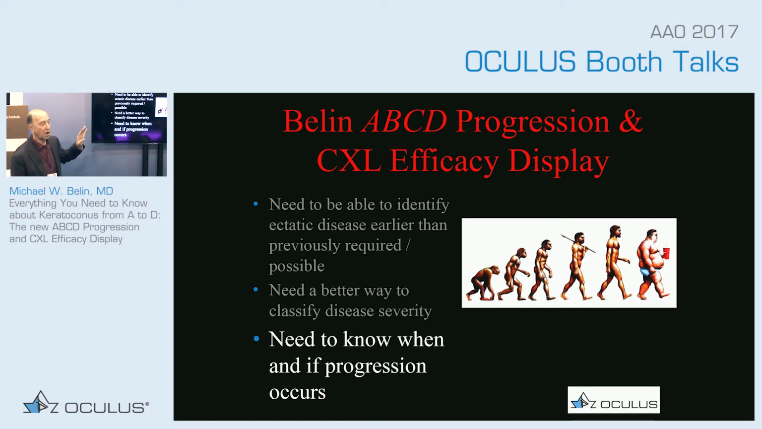So while we've had noise measurements on a lot of the parameters, the AB parameters are new parameters. Again, it's a 3 millimeter zone at the thinnest point on both the anterior and posterior surface, and that's a new parameter. So we need to be able to identify ectatic disease earlier, which is what the BAD display is for, and need a better way to classify disease severity. But the big thing is we need to know when and if progression occurs.